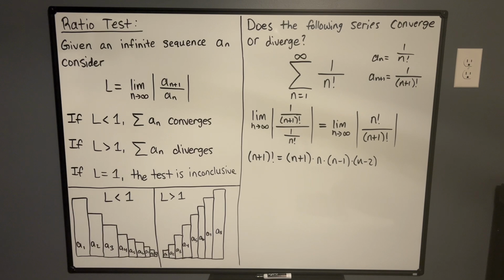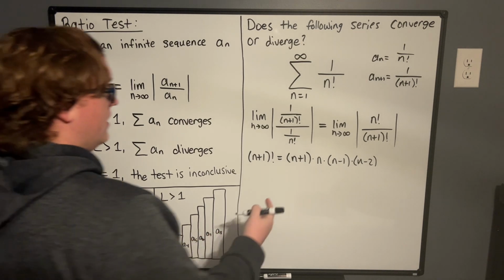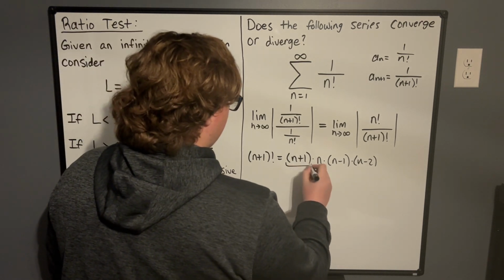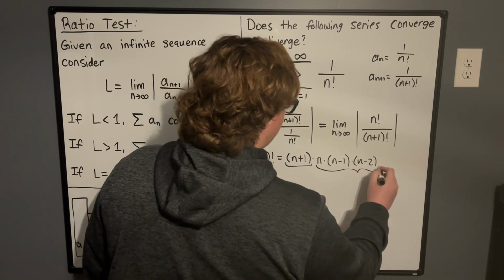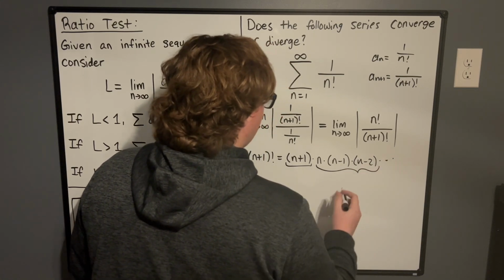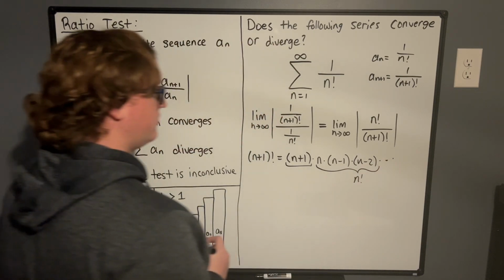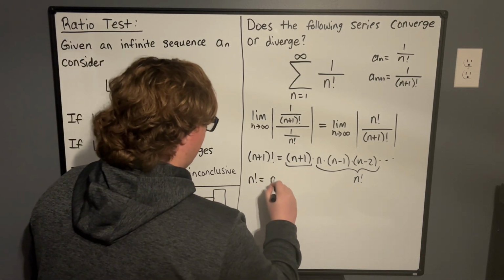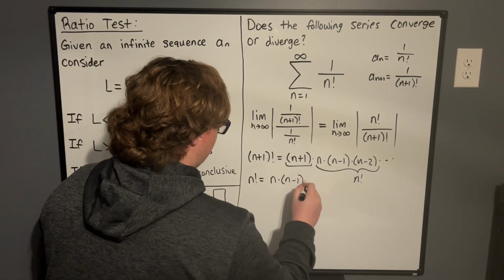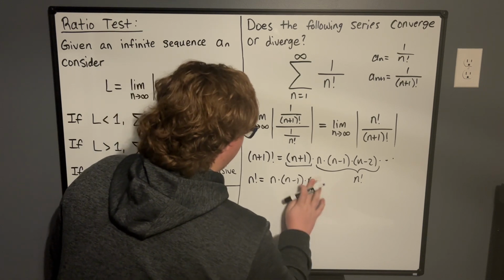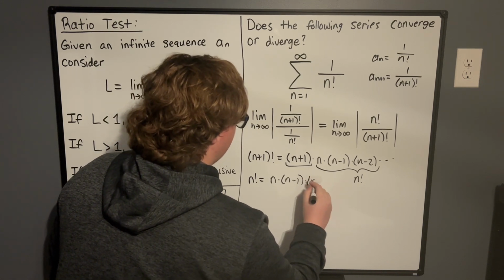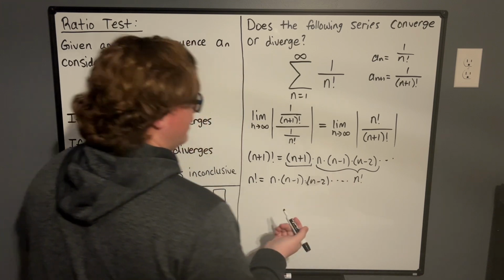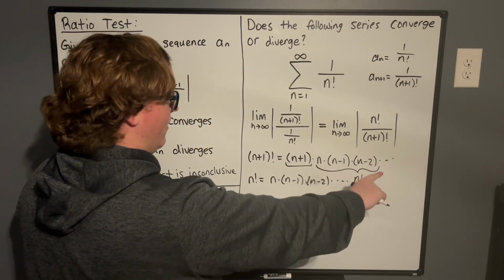So we need to kind of look at what we have here. This is an n plus 1 term, but the rest of this, and it keeps going on, is going to be the same as n factorial, right? Because n factorial is equal to n times n minus 1 times n minus 2 times dot dot dot. Right, so this is n factorial. We have that right here.